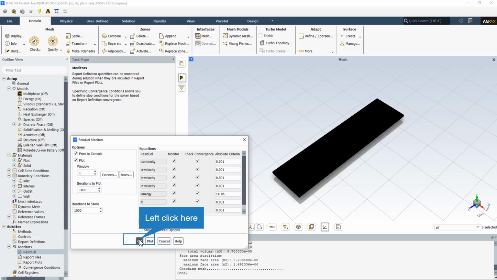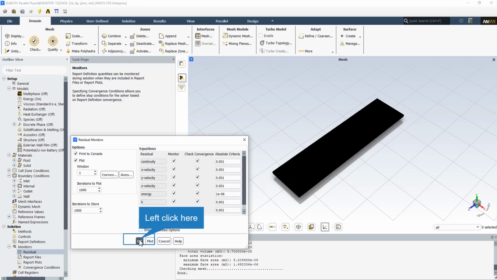You can use the residual monitors dialog box to control the residual information that Fluent software reports. In the equations section, the residual option indicates the name of each variable for which residual information is available, and the monitor indicates whether or not the residuals for each variable are to be monitored. You can toggle monitoring on and off for each variable by turning the corresponding checkbox in the monitor list on or off.